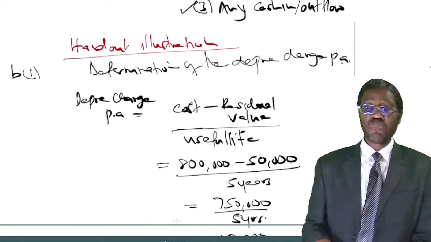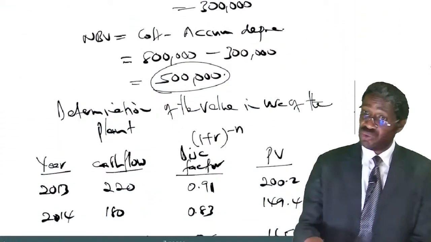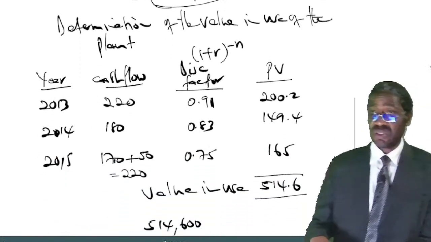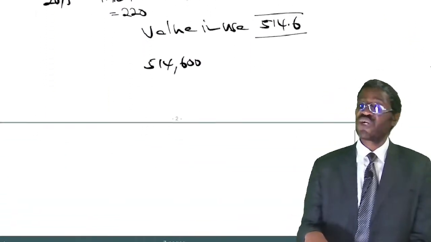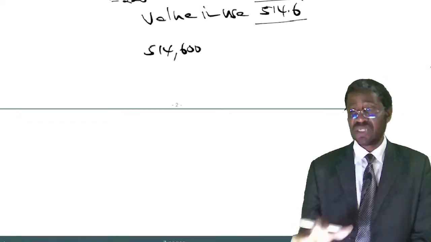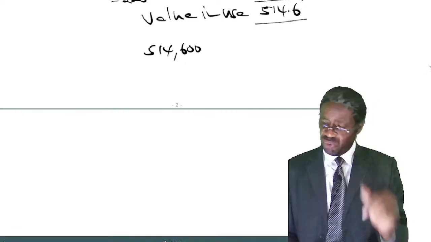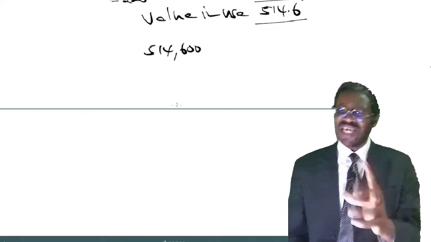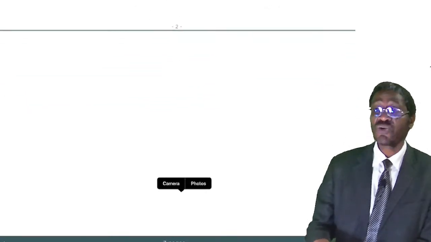Now we want to do part B2, and part B2 is about testing for impairment of what we call a cash generating unit. Before we do the question again, let me remind you of some key concepts concerning that area of a cash generating unit. Listen.